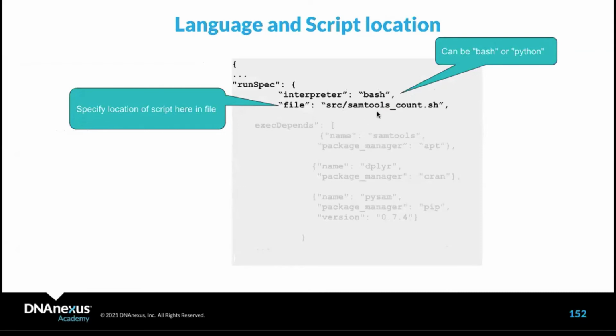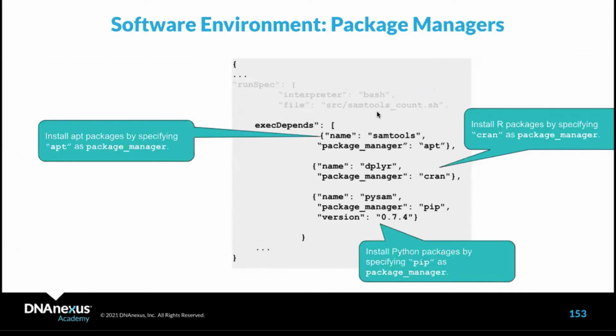So let's talk about software dependencies. Apologies, again, a lot of information here, but I just want to mention that you can use a lot of different dependency managers or package managers. For example, if we want to install samtools, we can use apt to install it. We could do an apt-get install samtools by specifying the package manager is apt.